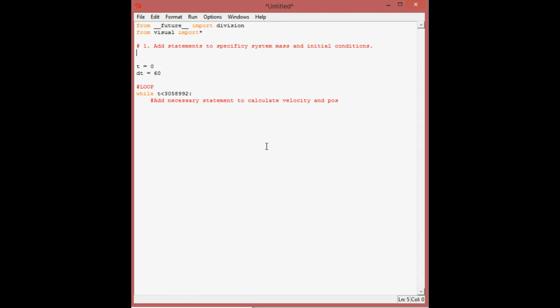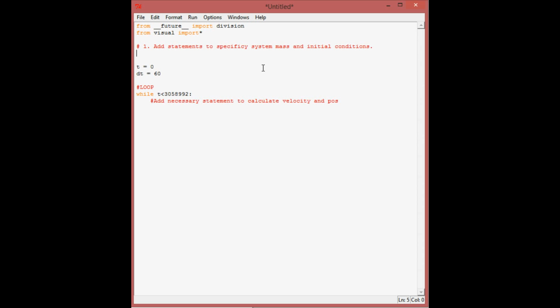Alright, so one of the problems on the test that gave me a bit of trouble was problem 3, which was the calculation. You have to write the code to calculate the craft's velocity and position. And this is just parts A and B, because C and D didn't really give me that much trouble. Part A says add the necessary statements to specify the mass and the initial conditions.